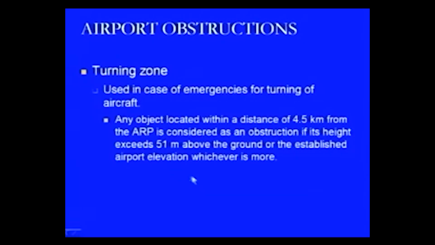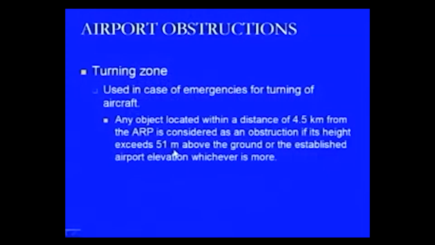Then we come to the turning zone. In this case, it is used in the case of emergencies for turning of aircraft, and any object which is located within a distance of 4.5 kilometers from the ARP is considered as an obstruction if its height exceeds 51 meters above the ground or the established airport elevation, whichever is more. So, with respect to these two values, the ground level or the airport elevation, if we take a height of 51 meters at a distance of 4.5 kilometers, then anything which is projecting out of this is an obstruction for those aircraft which are required to take a turn because of emergencies during taking off.